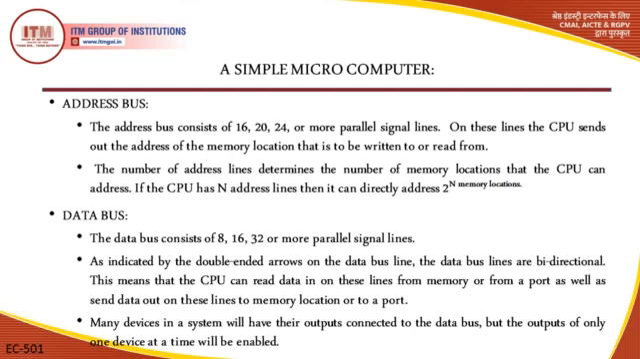This means that the CPU can read data on these lines from the memory or from a port, as well as send data out on these lines to a memory location or to a port. So the data bus is bidirectional in nature. Many devices in a system will have their output connected to the data bus, but outputs of only one device at a time will be enabled.